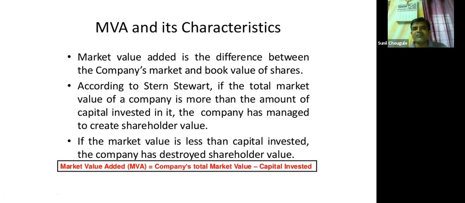Here, what is happening? If the market value is less than capital invested, the company has destroyed shareholder value. What is owned by Mukesh Ambani is more, and what is invested as capital by shareholders is less, then it is destroying the shareholder value. The remaining 49% is shareholders' value. That's why, being the 51% shares owner, Mukesh Ambani is called the owner.